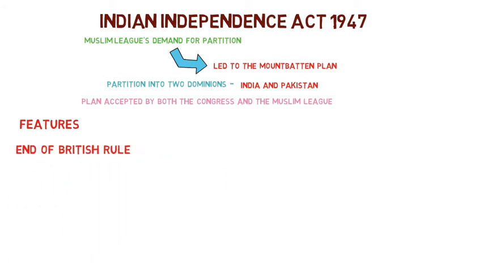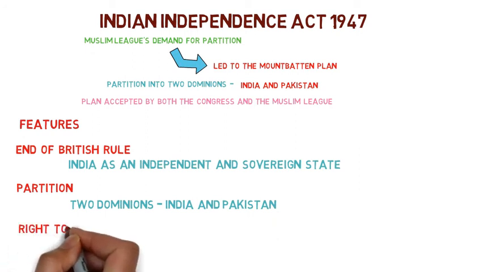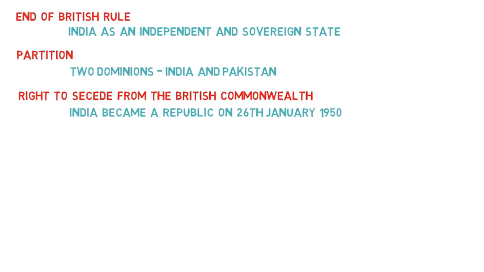The Act ended the British rule in India, declaring India as an independent and sovereign state from August 15, 1947. The Act provided for the partition of India into two independent dominions of India and Pakistan. The two dominions were given the right to secede from the British Commonwealth. India exited from the Commonwealth on January 26, 1950. Pakistan did so much later in 1956.